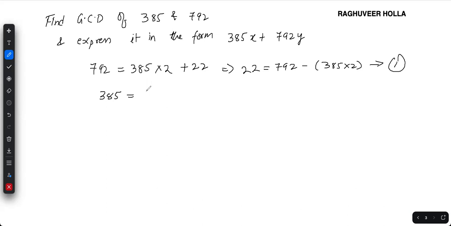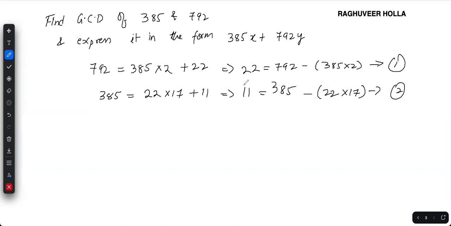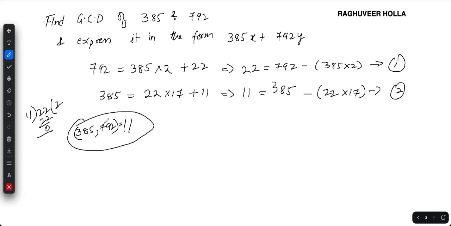So 385 can be written as 22 multiplied by 17 plus 11, or I can write this 11 as 385 minus 22 multiplied by 17. Keep this as equation 2. As you can see here, 11 divides 22 two times, with remainder 0. So you can consider 11 as the last remainder. So the GCD of 385 comma 792 will be 11.